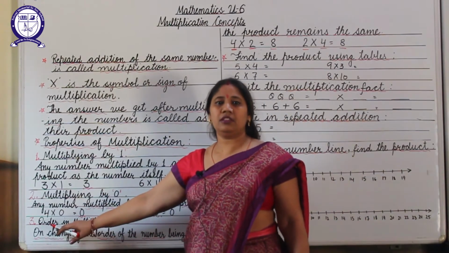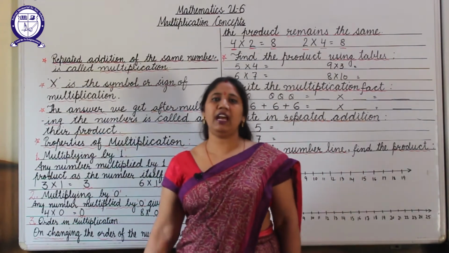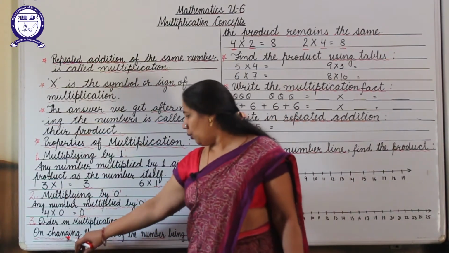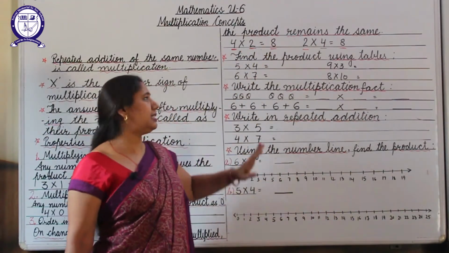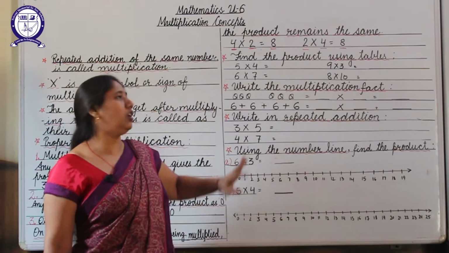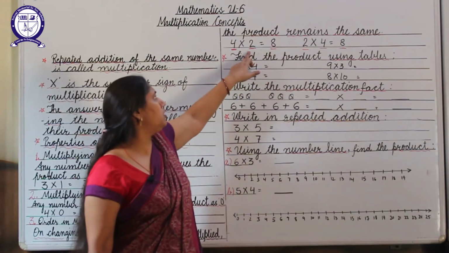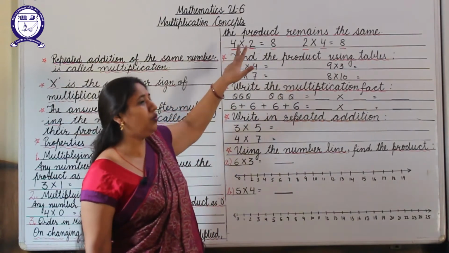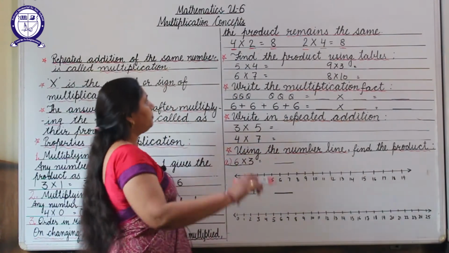Now come to the third property of multiplication, order in multiplication. On changing the order of the numbers being multiplied, the product remains the same. For example, 4 multiplied by 2 is equal to 8. If we change their order, writing 2 in the place of 4 and 4 in the place of 2, 4 multiplied by 2 is equal to 2 multiplied by 4. So the product will be the same.